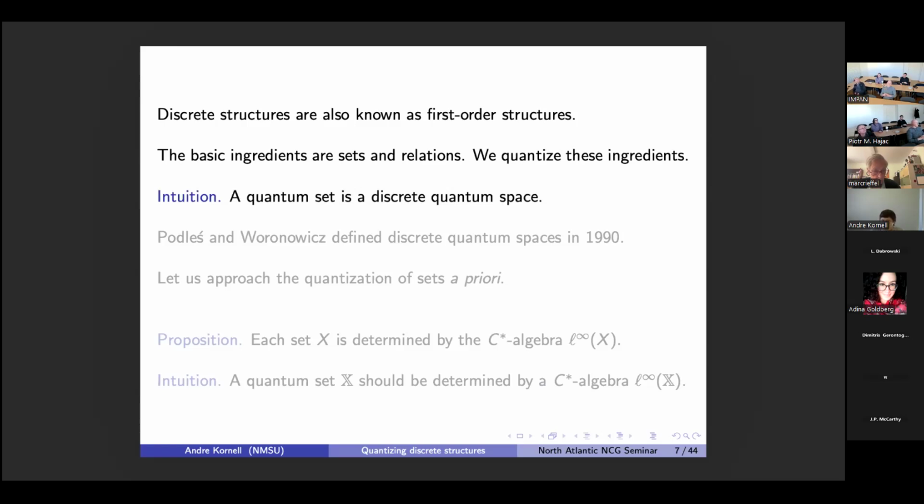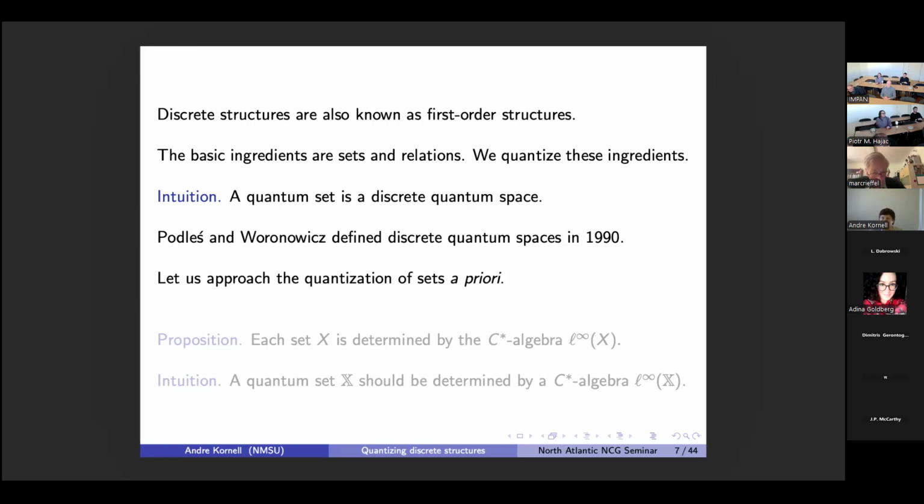A quantum set is a discrete quantum space in exactly the sense that you all know. So Podleś and Woronowicz defined discrete quantum spaces a couple decades ago now, and in a sense, we could just take that definition and run with it. But to highlight how little we need to develop this subject, let's approach the quantization of sets a priori.